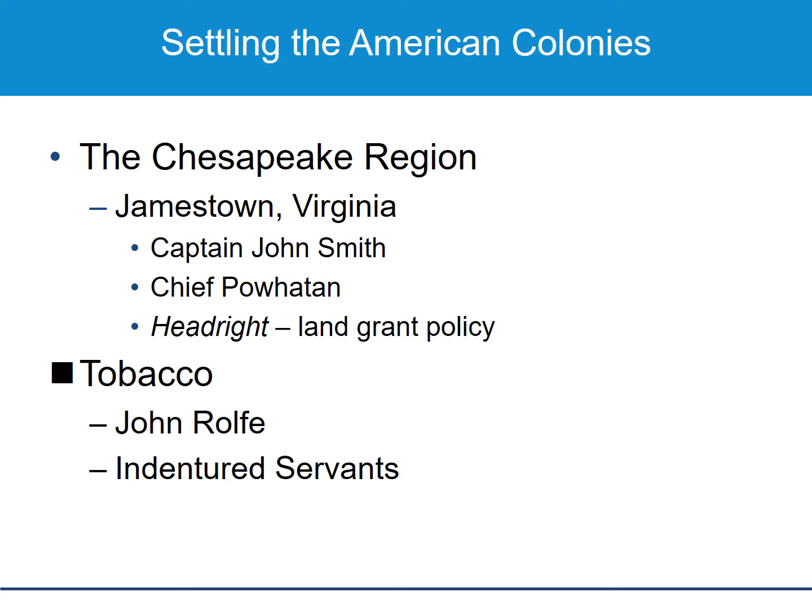When their indenture was over, the 5 or 7 years, they would be given their freedom, and many of them moved into more of the interior regions of the colonies, and they became small farmers themselves, which eventually created a middle class in America.